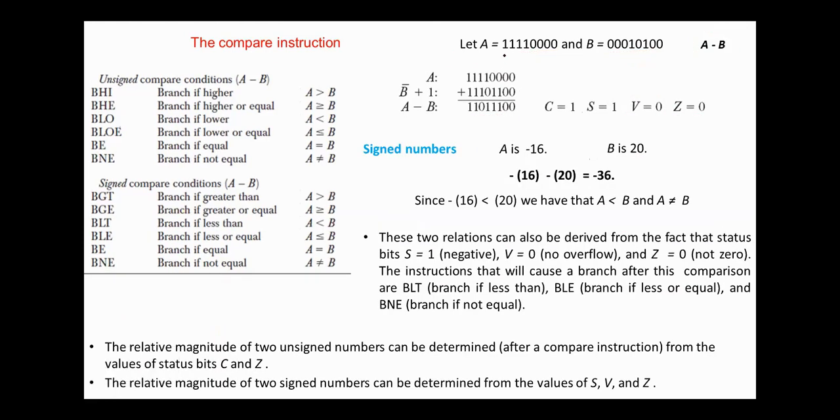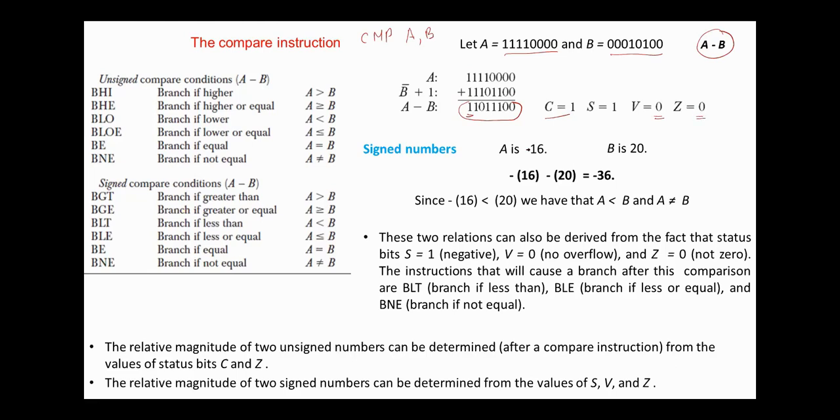Now suppose that these numbers are signed numbers. Again, the compare AB performs the subtraction by adding A to the 2's complement of B, the same result as in the previous case. Here the carry flag is 1 again, and the S flag is 1. The V flag is set to 0, and the Z flag to 0.